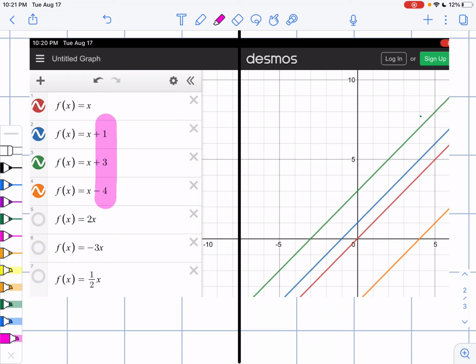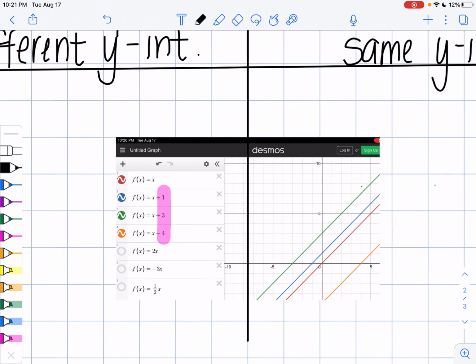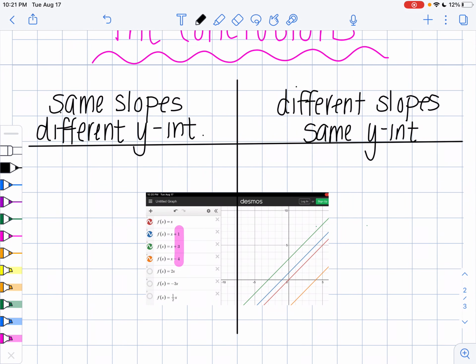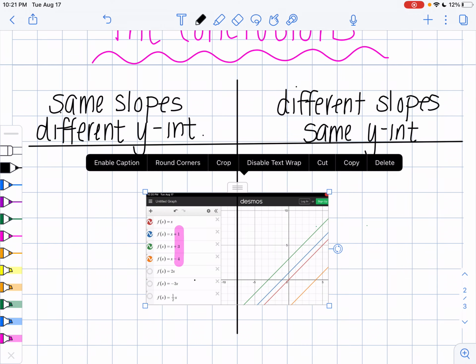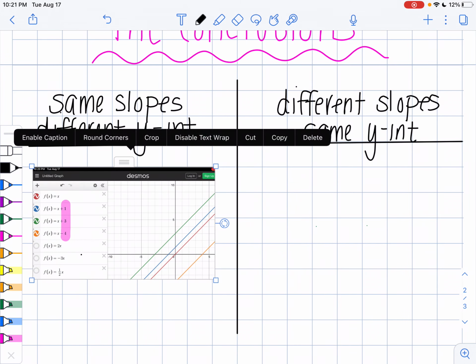This value right here that I changed, is that my slope or is that my y-intercept? I changed my y-intercept, my b value. So when I change my b value, you'll notice that your lines are what we call parallel, lines that never intersect. So my slopes stay the same, but I have different y-intercepts.